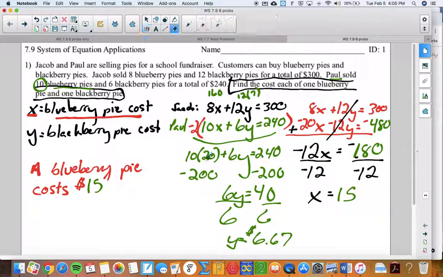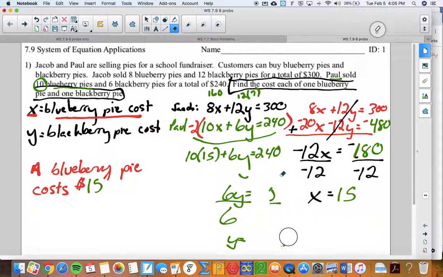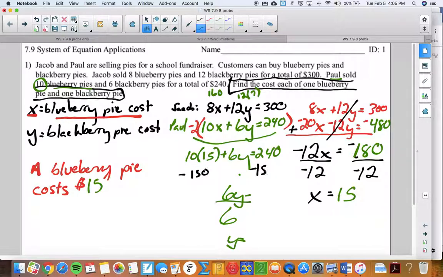So then he didn't sell $200 worth of blueberry pie. He sold $150 worth. So let's subtract that away, which means he sold $90. That raises the amount of the blackberry pies that he sold, and that makes it $15 per blackberry pie. So blueberry pie costs $15 and a blackberry pie costs $15.